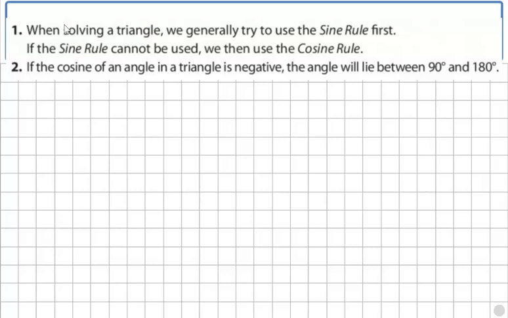So just a couple of rules for trigonometry. When solving a triangle, we generally try to use the sine rule first. If the sine rule cannot be used, we then use the cosine rule. And if the cosine of an angle in a triangle is negative, the angle will lie between 90 degrees and 180 degrees.